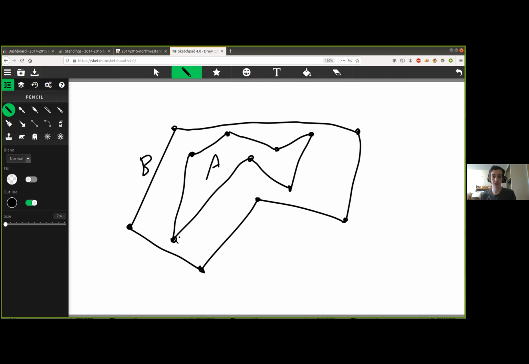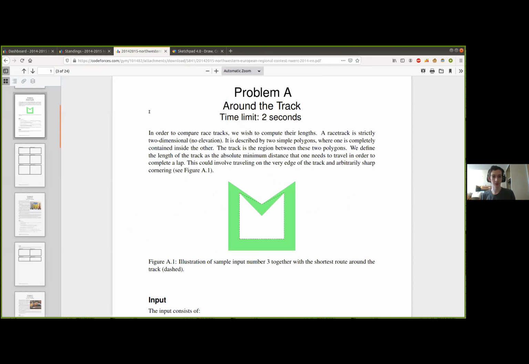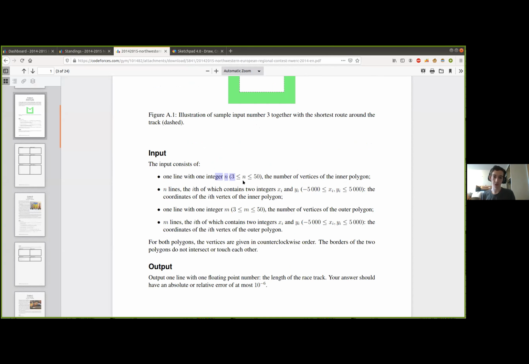And note that it's not just the perimeter of A, because that would be a valid path, but it's not optimal because we can take shortcuts. We don't need to go inside. But connecting any 2 points of A might intersect with the boundary of B, so it's also not just the convex hull of A. So we have to find the shortest possible distance cycle. And the constraint is n less than or equal to 50 for both polygons.